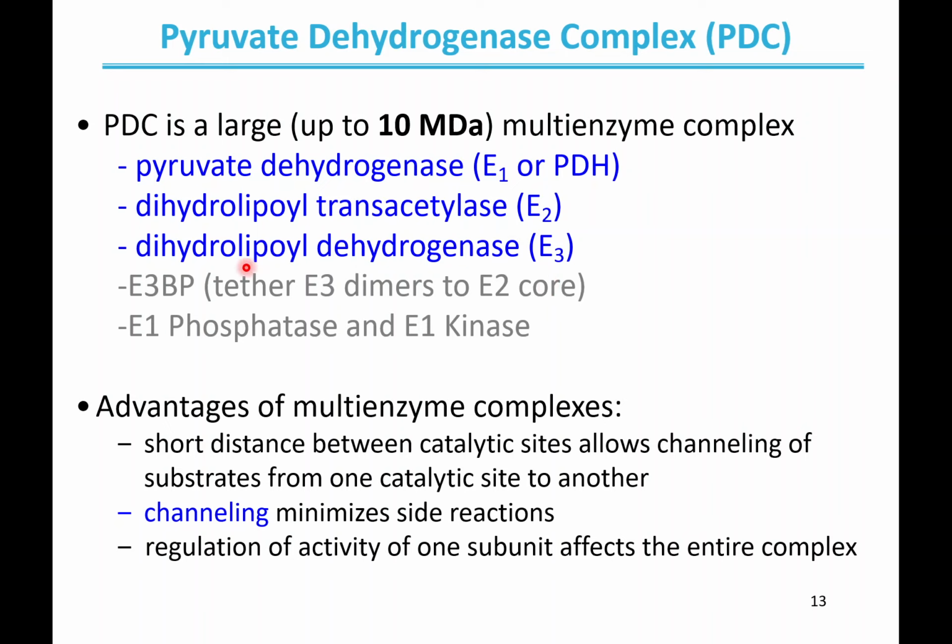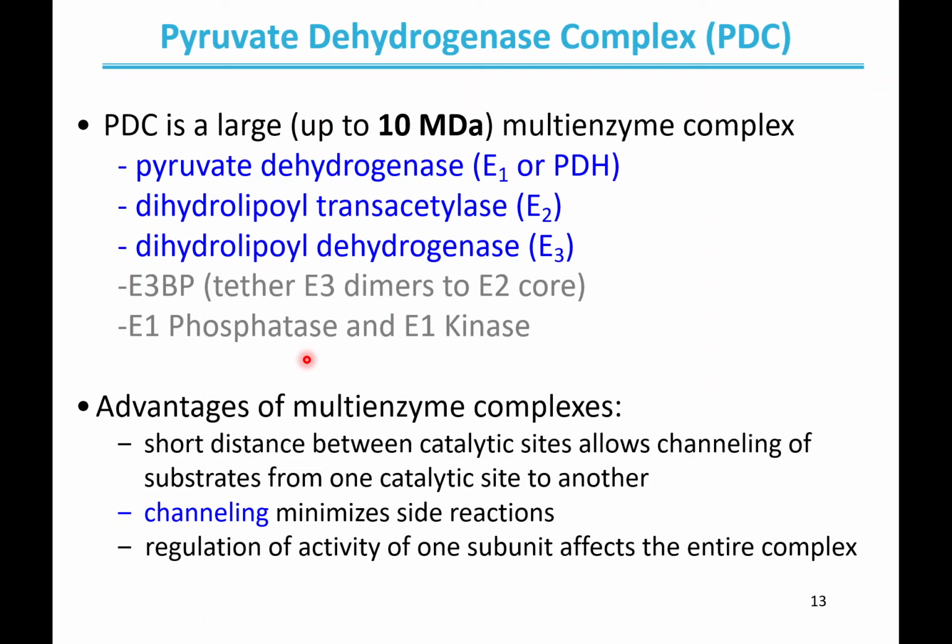And then E3 is dihydrolipoyl dehydrogenase, and that dehydrogenase tells you that it's performing an oxidation reduction reaction. Okay, so E2 is what moves the acetyl group, and E3 is what does the redox chemistry to recycle the lipoic acid. Okay, there's a couple other proteins that are sort of regulatory, and we won't really discuss them very much. We'll mention the phosphatase and kinase activities, talking about regulation, but we won't really focus too much on those.